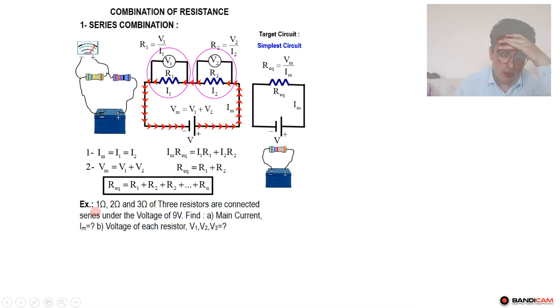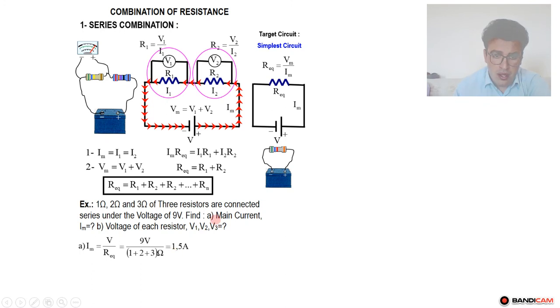We have three resistors. Resistor 1 is equal to 1 ohm, resistor 2 is equal to 2 ohm, and resistor 3 is equal to 3 ohm. Look, these three resistors are connected in series under a voltage of 9 volts. The potential difference is equal to 9 volts.